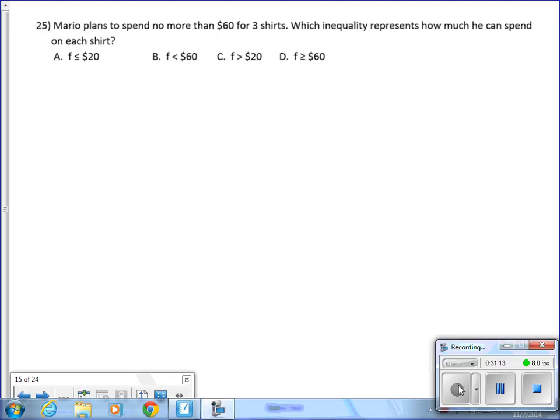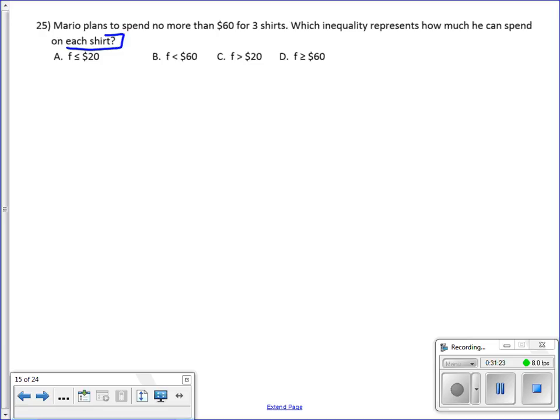Okay, this one here says Mario plans to spend no more than $60 for 3 shirts. Which inequality represents how much he can spend on each shirt? Okay, this is each shirt. That means for one shirt. So 3 shirts are 60. That means one shirt can only be up to $20.